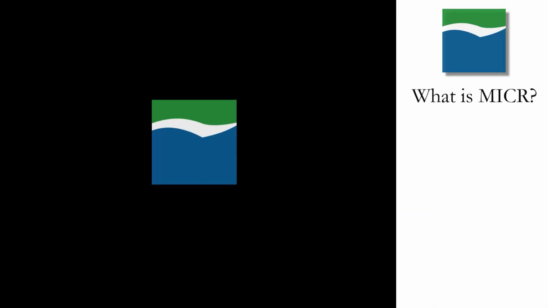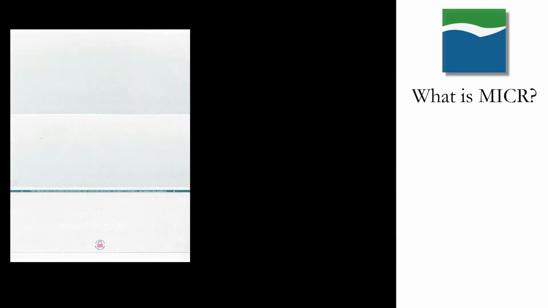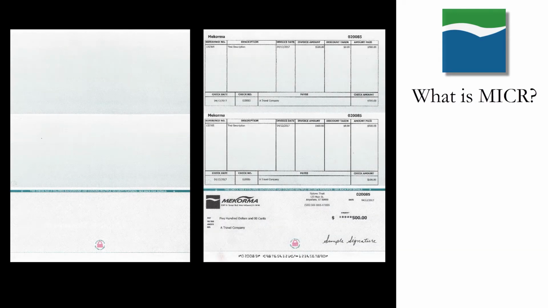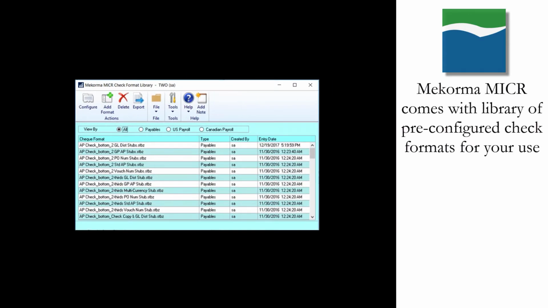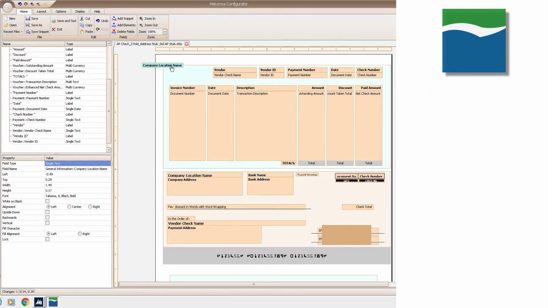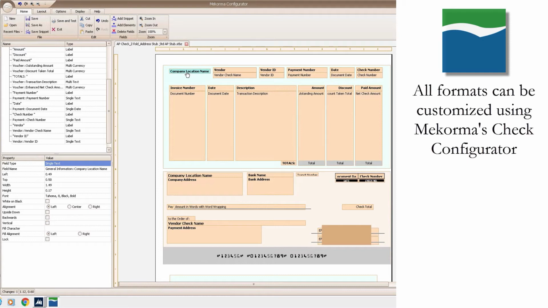The term MICR checks refers to starting with blank check stock, like this, and printing all required information like this. Mekorma MICR comes with a library of pre-designed formats that you can use and modify, making setup even easier. All of the pre-configured formats are also modifiable, so if you'd like to change the content on any of these formats so that they further meet your needs, Mekorma MICR comes with a specialized check configurator with a standard drag and drop interface, making it simple to customize check formats.